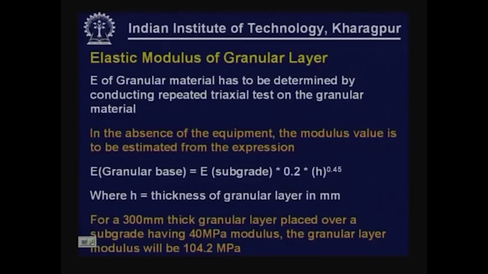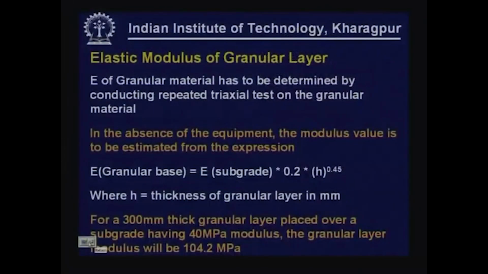Similarly, the granular layer material modulus value also has to be determined by conducting repeated triaxial test on granular material, but in the absence of equipment to conduct this test, this also can be estimated from the strength of the subgrade, which is represented by the modulus value of the subgrade, and also from the thickness of the granular layer that we are proposing to use. In the trial thickness, we are proposing to use 300 mm thickness, and we are checking whether this design is okay or not. So for that thickness and for a given subgrade strength, which we already estimated from CBR value, or have determined by conducting a triaxial test.